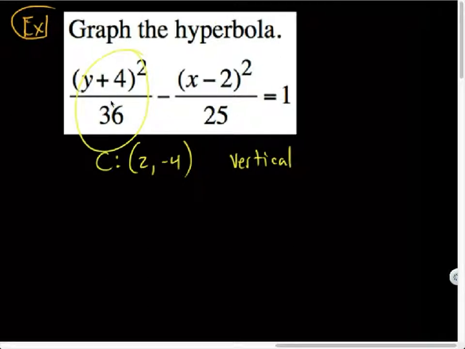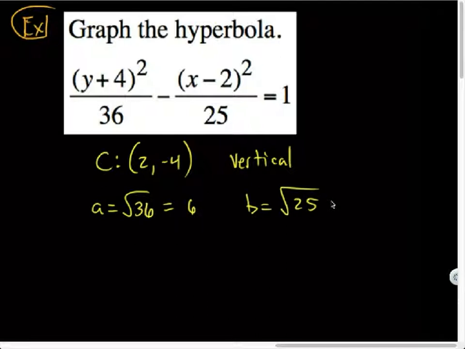because the positive fraction is with the y, right? And just so you know, it's not because this is the bigger denominator, because it technically still could be vertical even if those denominators were flip-flopped. So it's vertical. What's the value of a and b? 6 and 5. a is the square root of the positive fraction's denominator, which is 6, and b is the square root of the negative fraction's denominator. So once again, untrain your elliptical thinking. It's not based off of whichever is larger.